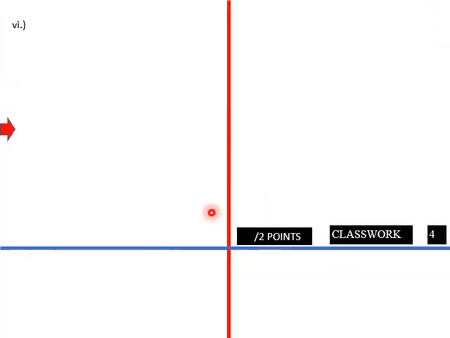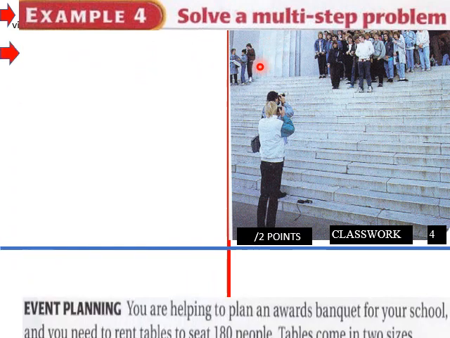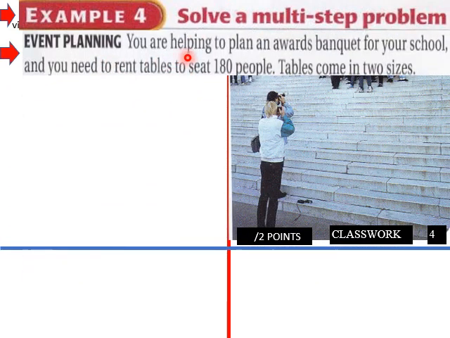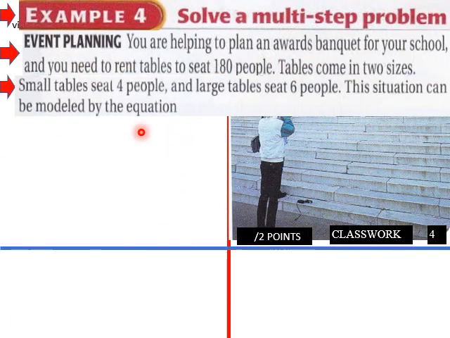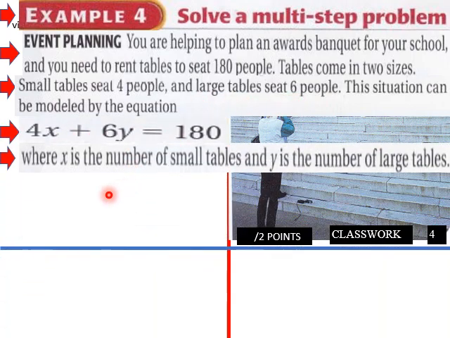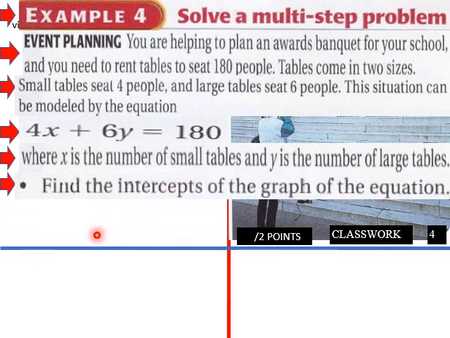So let's try one then. Solve a multi-step problem here. You are helping to plan an awards banquet for your school, and you need to rent tables to seat 180 people. Tables come in 2 sizes. Small tables seat 4 people, and large tables seat 6 people. This situation can be modeled by the equation 4x plus 6y equals 180, where x is the number of small tables and y is the number of large tables.